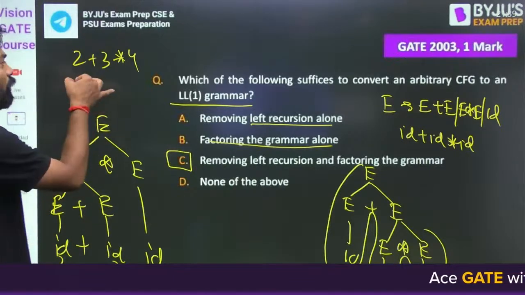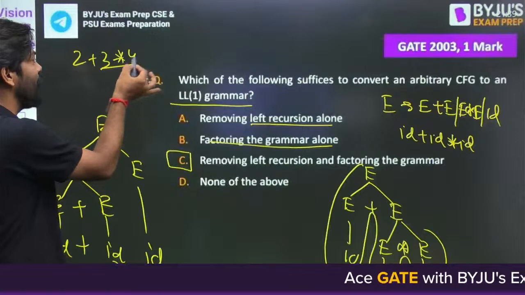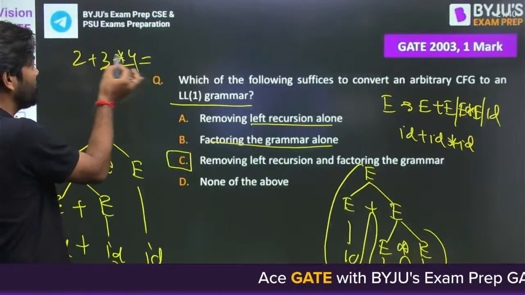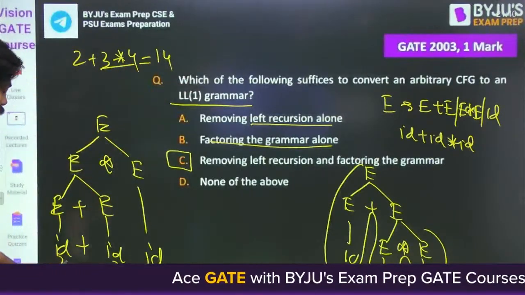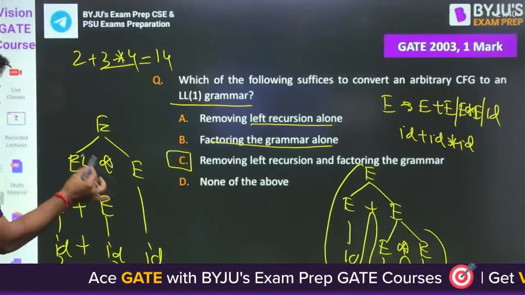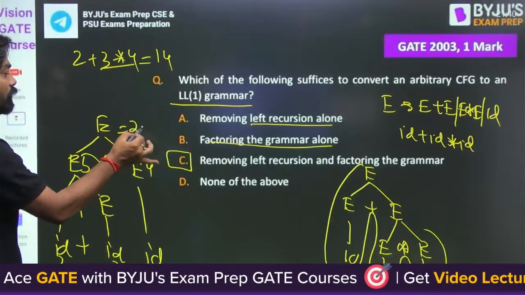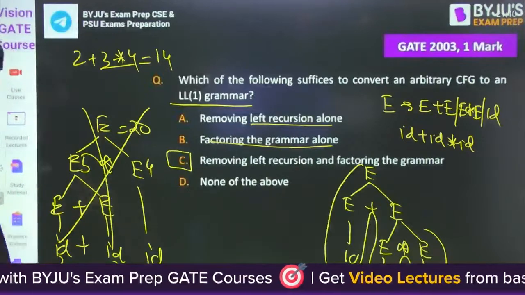According to the C rule, star has higher precedence. So 12 plus 2, 14 will be the answer. But here, if you get 2 plus 3, that is 5, and then 5 into 4, you will get 20. So this is an incorrect parse tree.